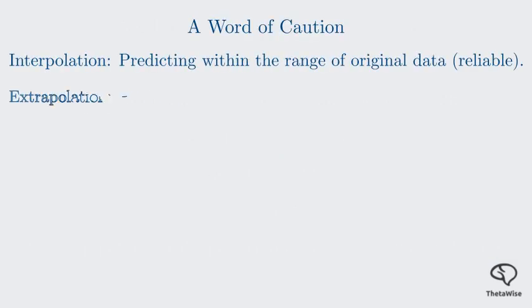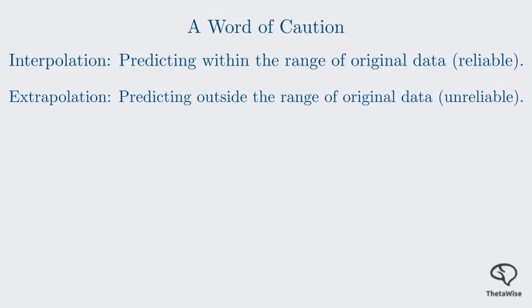A word of caution. We should only use the regression line to predict within the range of our original data. This is called interpolation. Predicting outside this range, or extrapolation, can be very unreliable.